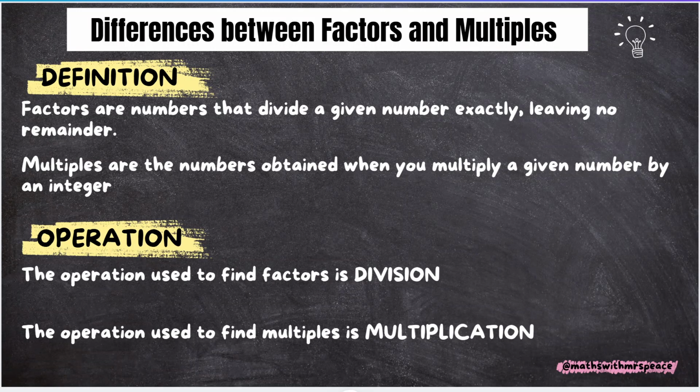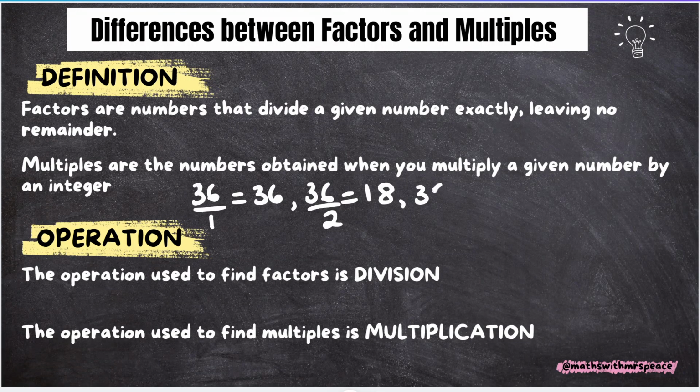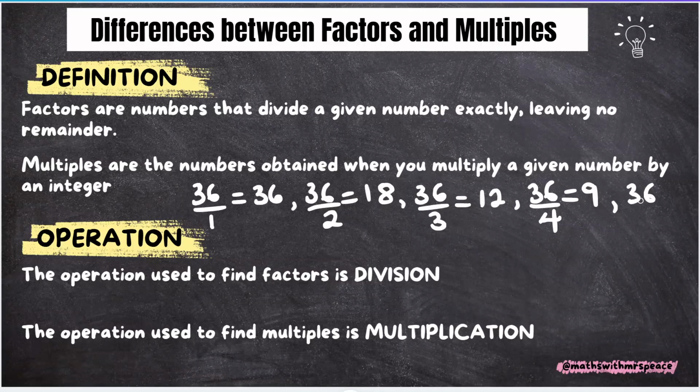Now, let's take an example here. Say we want to find the factors of 36. We are going to say 36 divided by 1. That will give us 36. 36 divided by 2 will give us 18. 36 divided by 3 will give us 12. 36 divided by 4 will give us 9. And 36 divided by 6 will give us 6.